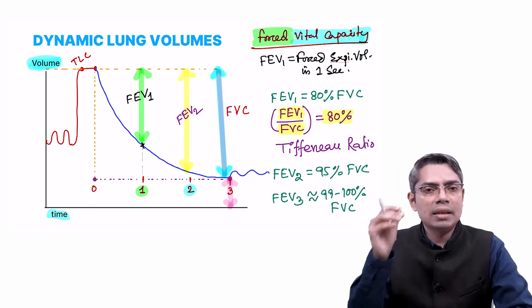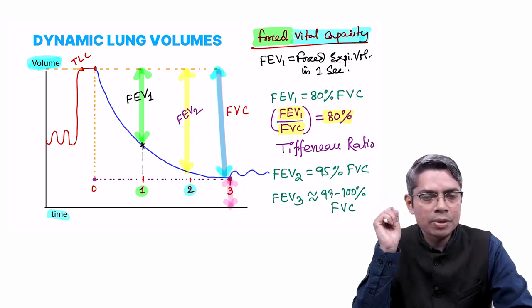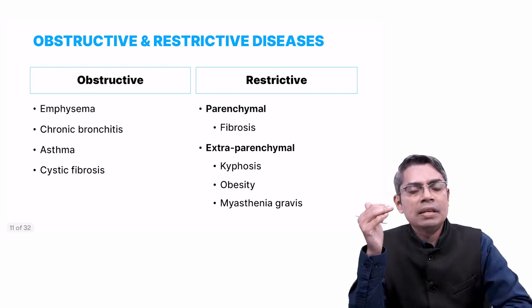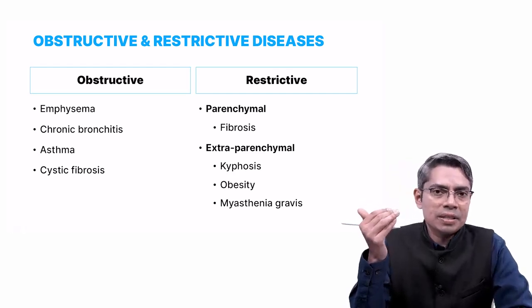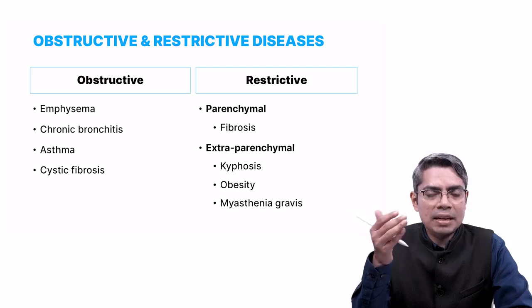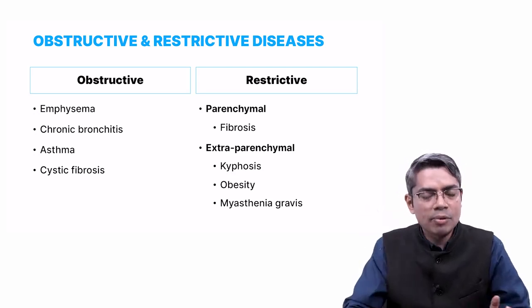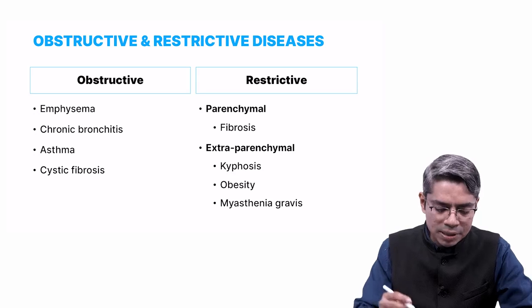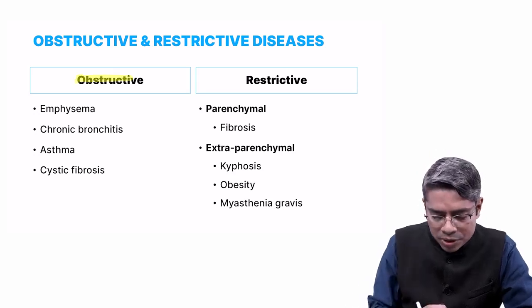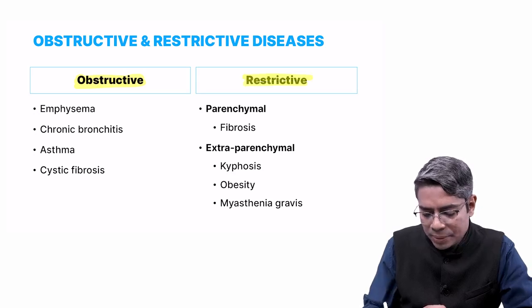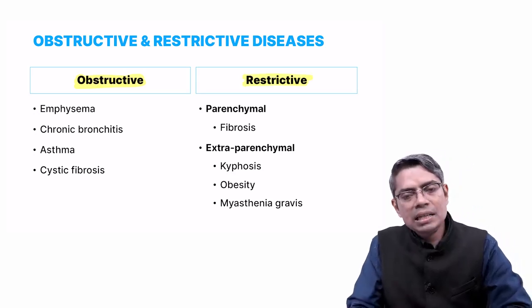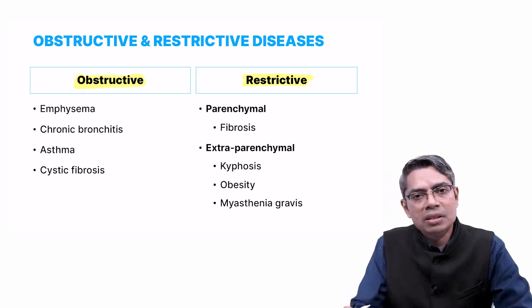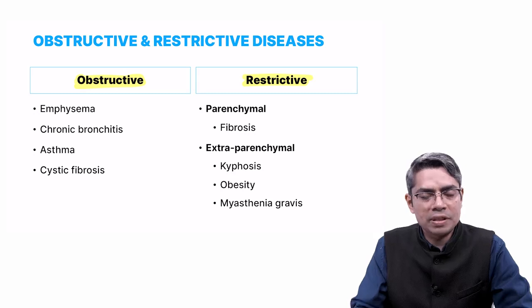Now, after understanding the dynamic lung volumes and static lung volumes, we have to enter into the different types of respiratory diseases, and how these diseases can be classified with the help of these lung volumes and capacities. Majorly two types of diseases are there in the respiratory system: one is obstructive and one is restrictive. I remember it like this: obstructive disease means obstruction during expiration, and restrictive disease means restriction during inspiration.